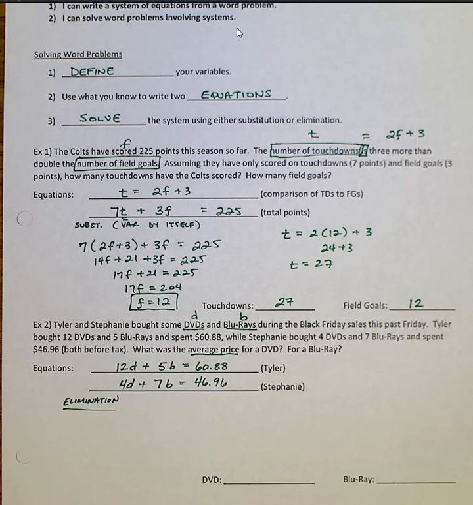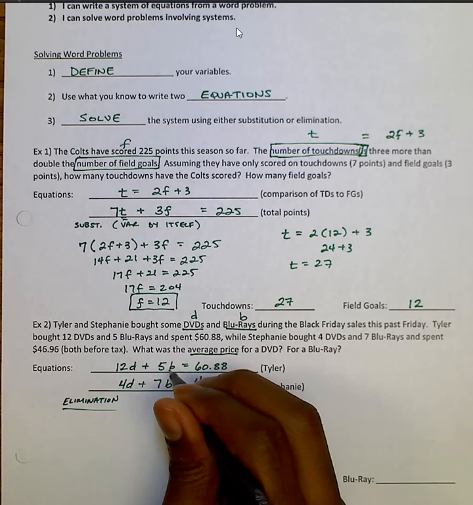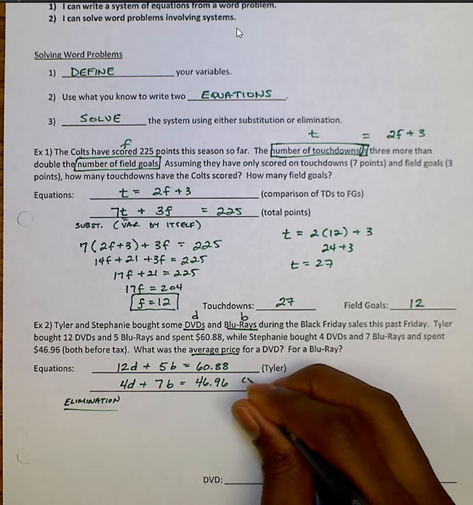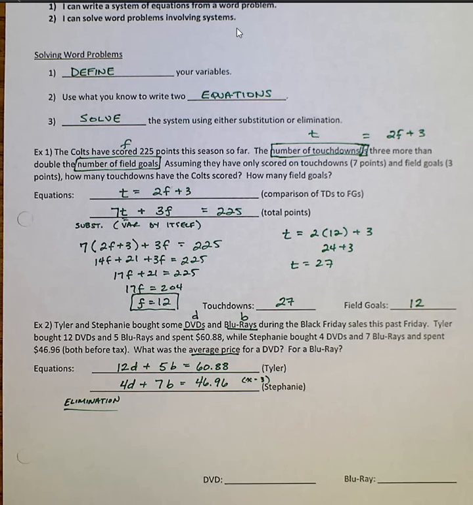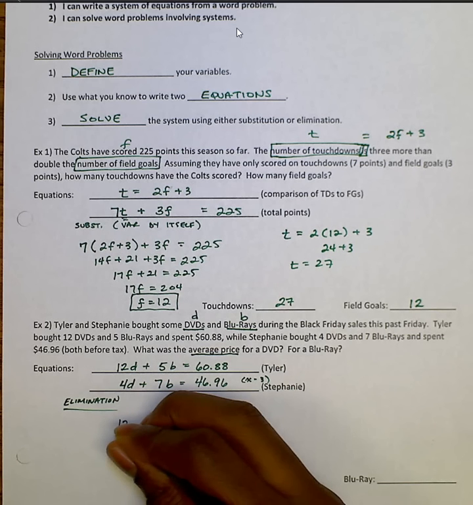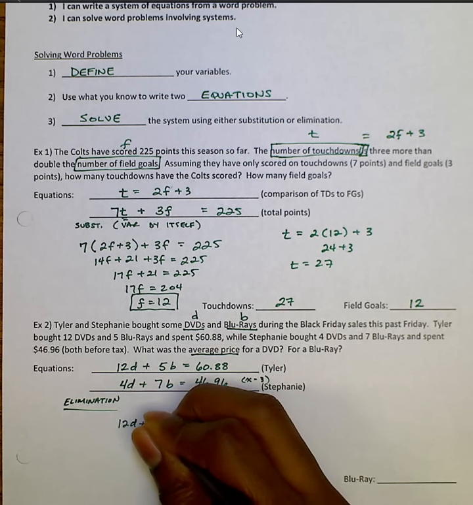And actually, for this case, I can see 12 and 4, 5 and 7, that 12 and 4 can both be 12. And I can make this 12 by multiplying this bottom equation by -3. Okay, I'm going to multiply the bottom equation by -3. So I'm going to rewrite that out here. Top equation stays the same, 12D plus 5B equals 60.88.